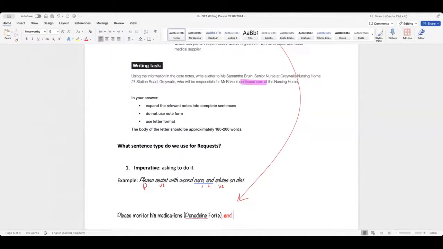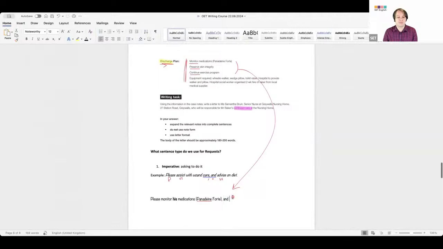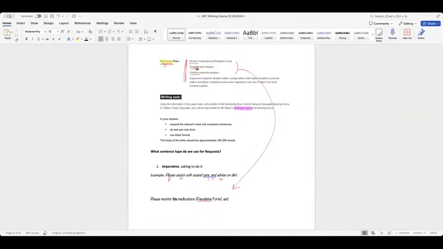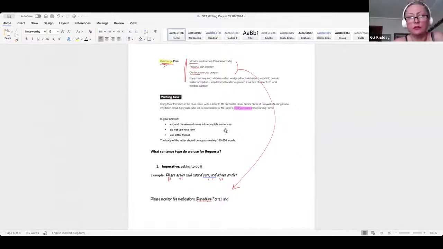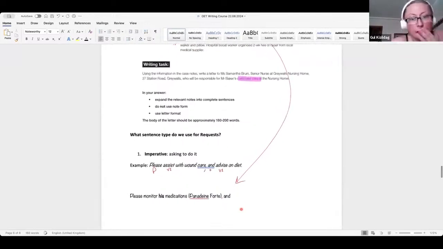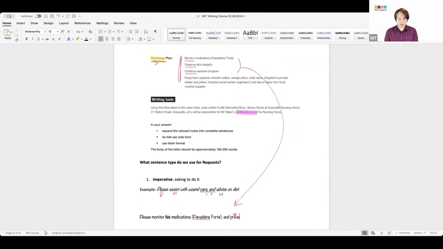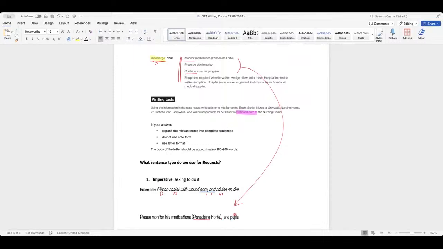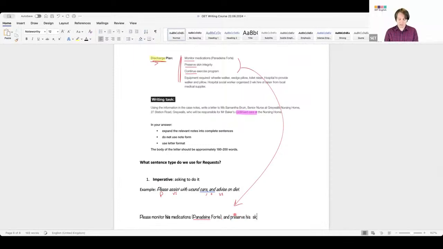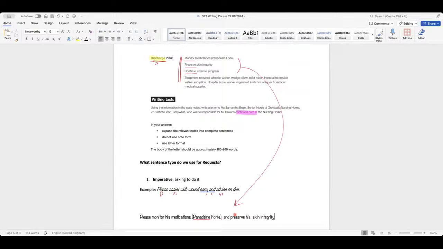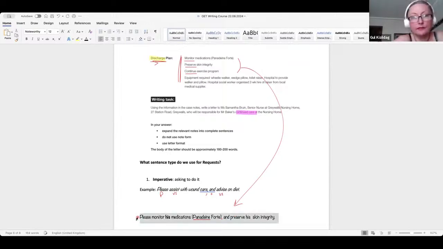Okay. And then, surgery, yeah. Preserve. Let me ask Ghoul. Ghoul, is that a verb? Preserve. Yeah. So it's a verb, yes. Sorry, I'll zoom in. So, guys, we can say "and preserve his skin integrity." Of course. Finished.